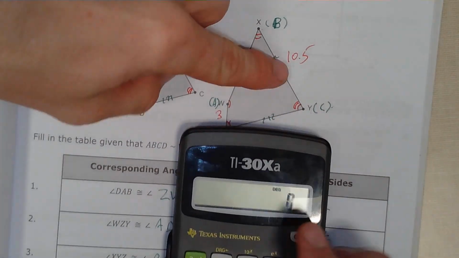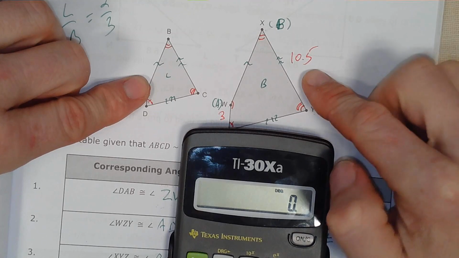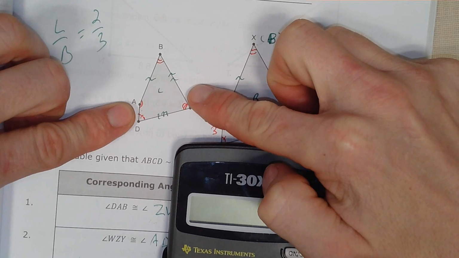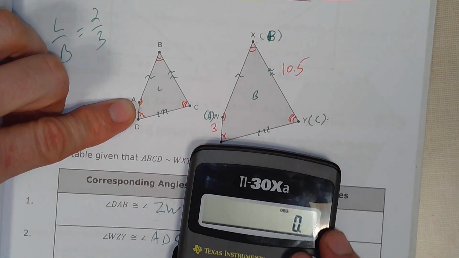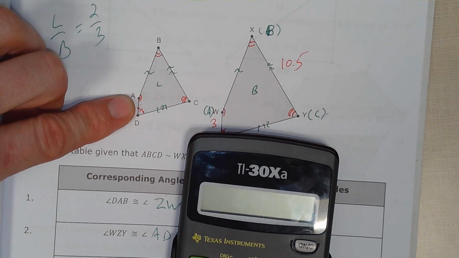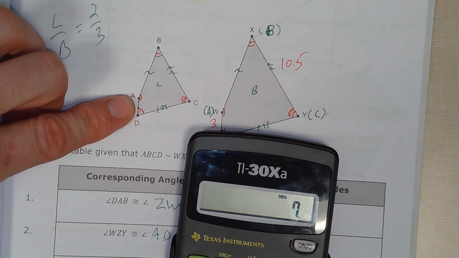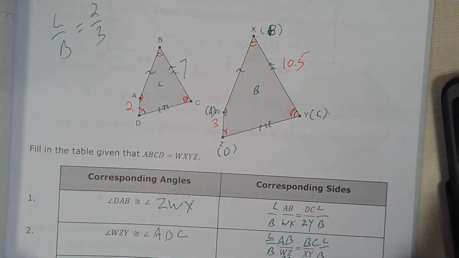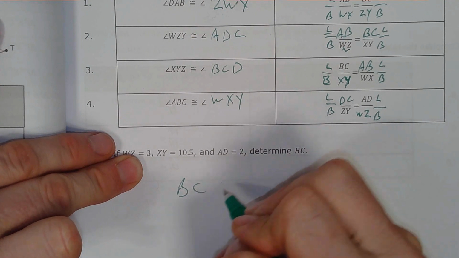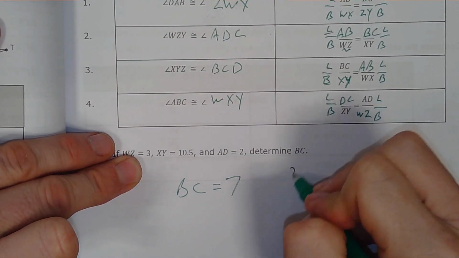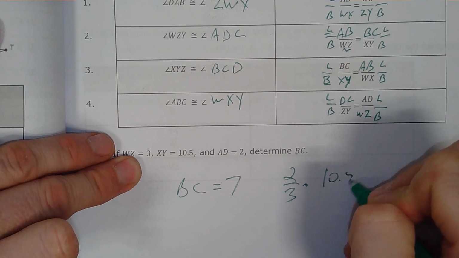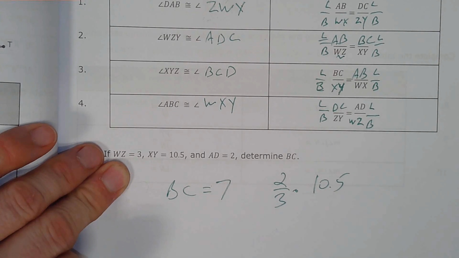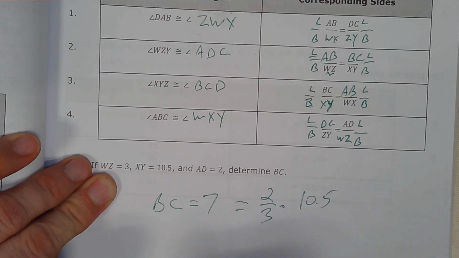So I'm going to make this smaller, right? So this is going to go from 10.5 to whatever the smaller one is. Big to little, so it's going to be 2 divided by 3 times 10.5. It's 7. So this is BC equals 7, or 2/3 times 10.5. Right, so 2 times 10.5 divided by 3, whatever way you want to do that math, equals 7.